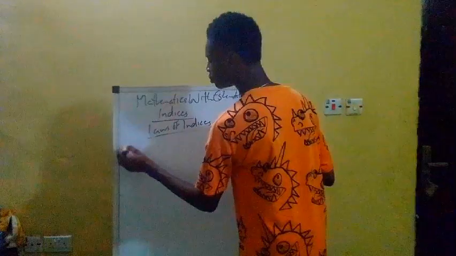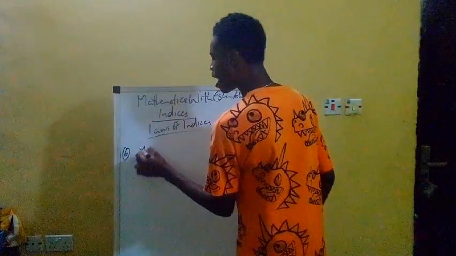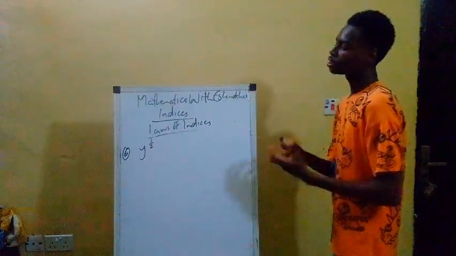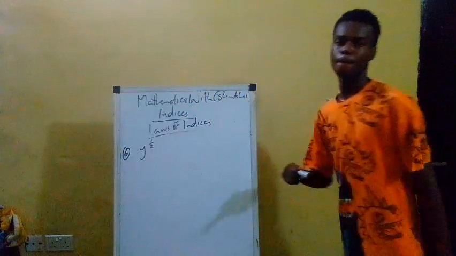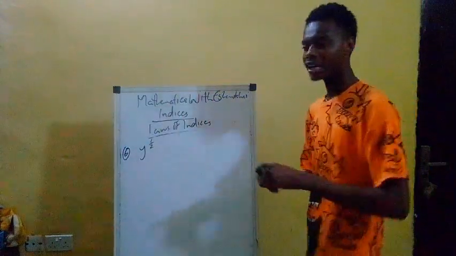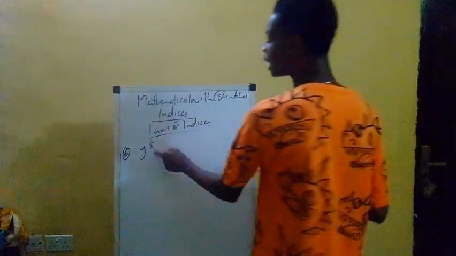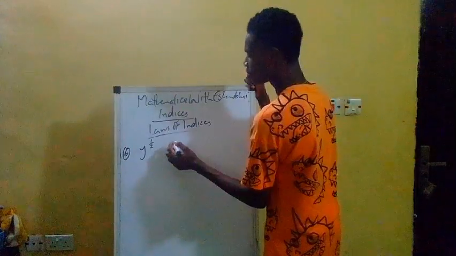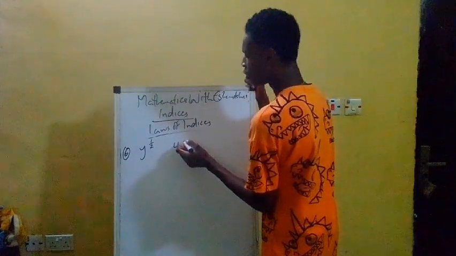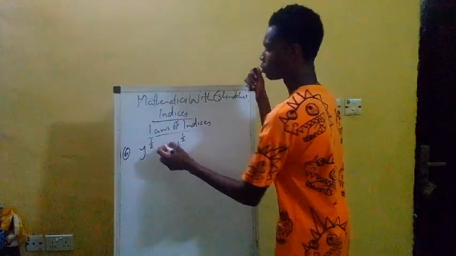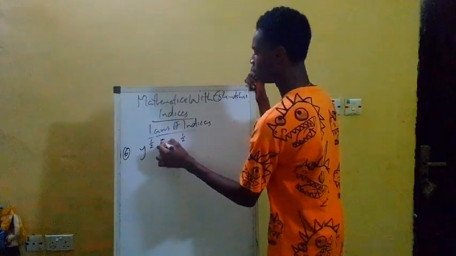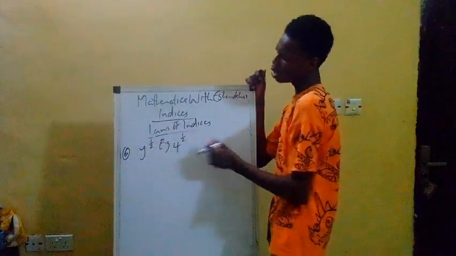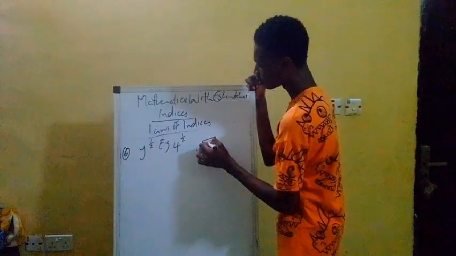Now, I just did the 5th law. Let's do the 6th law. If we have y raised to power 1 over 2, what you should do is you use 2 to square root y. Are you getting it? In the 6th law, whenever you have something like this, you use it to square root y. Let me say 4 raised to power 1 over 2 as an example. What you do is square root 4.